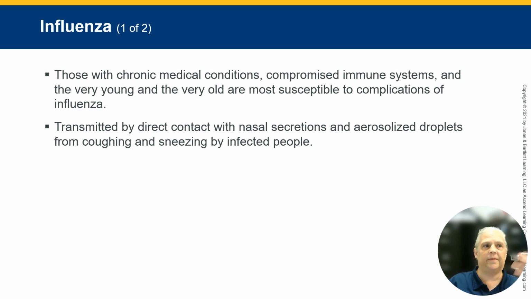So some examples. We've got the flu, influenza. People who have chronic medical conditions, a compromised immune system, the very young, and the very old are most susceptible to complications of influenza. What are some of the complications? It can be severe respiratory distress, potentially leading up to pneumonia. It is transmitted by direct contact with nasal secretions and aerosolized droplets from coughing and sneezing by infected people.